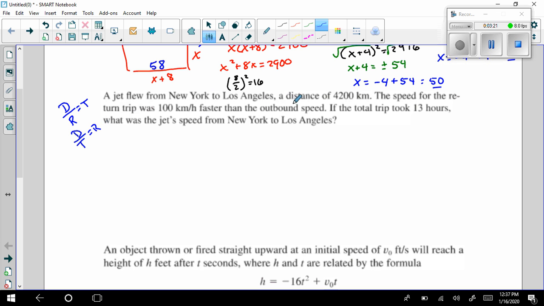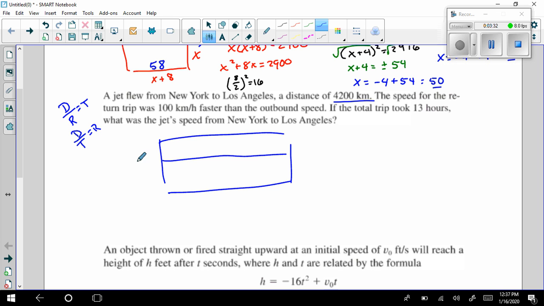A jet flew from New York to LA with a distance of 4,200 kilometers. So we know that this is our distance there. You can set this up in a table. We have our trip from New York to LA and our trip back from LA to New York. We have our rate, a time, and a distance for each. The distance there was 4,200 kilometers. The speed for the return trip was 100 kilometers faster. So when they came back, it was 100 more than that.